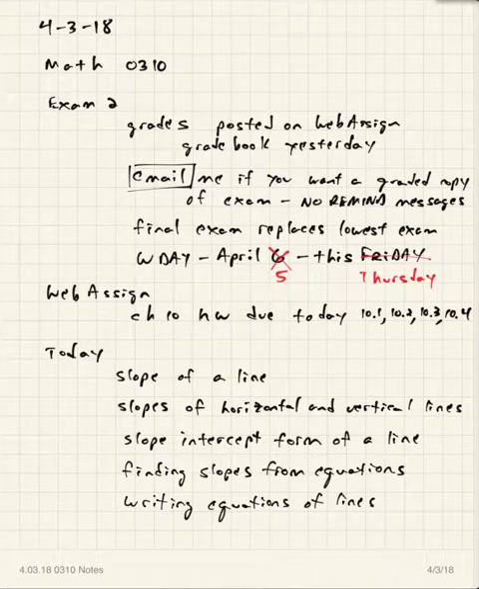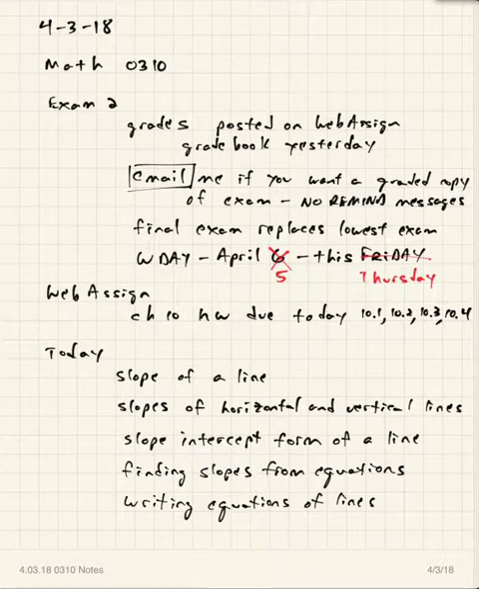WebAssign. You do have Chapter 10 homework that's due today. I did extend it one more day. So you have homework that's due today, 10-1, 10-2, 10-3, and 10-4. Make sure that you're getting those assignments done. Some of you have gotten a little bit behind on WebAssign. You need to keep up with that.